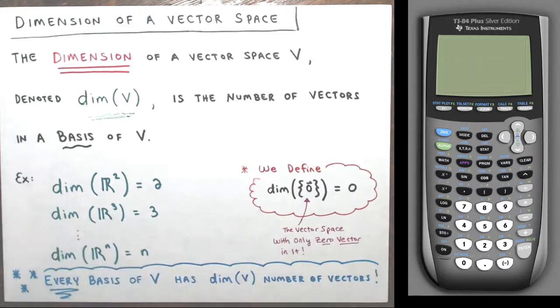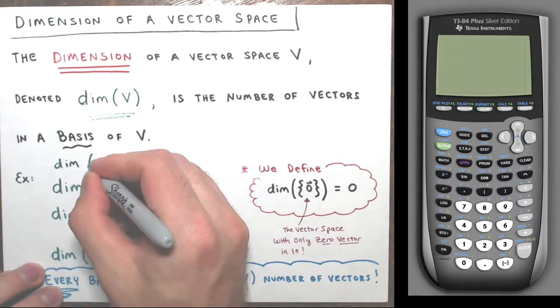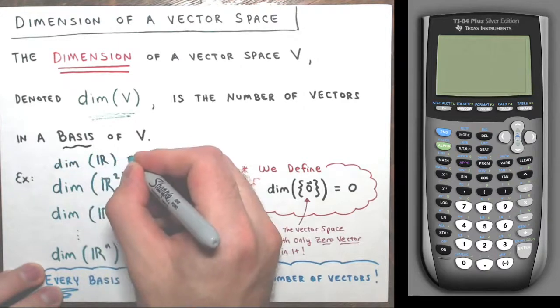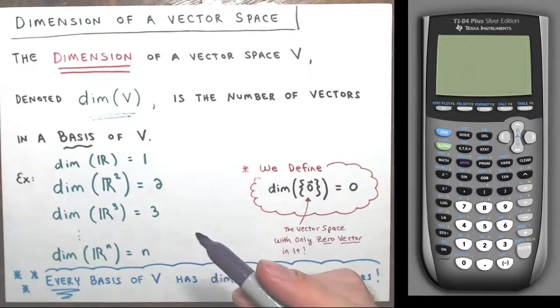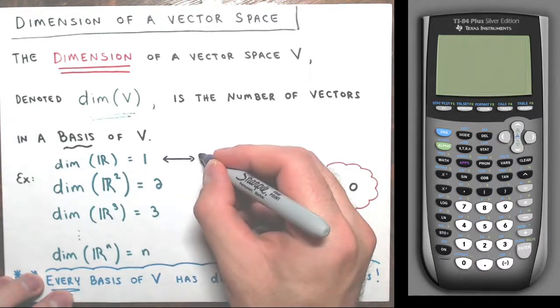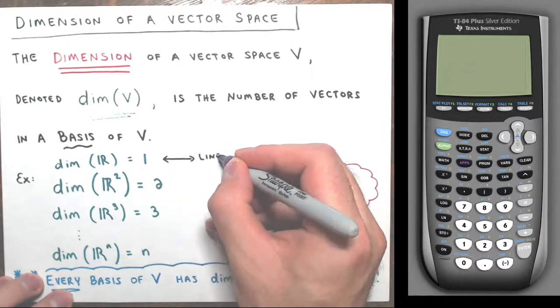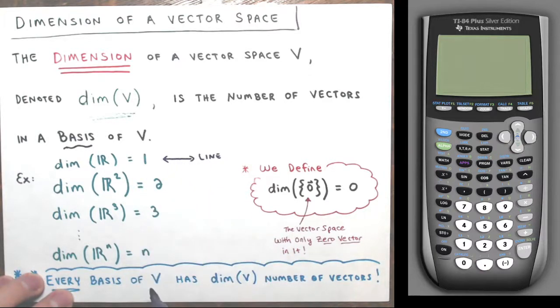I guess I should write that in as well, right? The dimension of R1, or just R, the real numbers, is 1. And think about that: when you think of the real numbers, the way we usually represent them is with a number line, so you would say that a line is 1-dimensional.